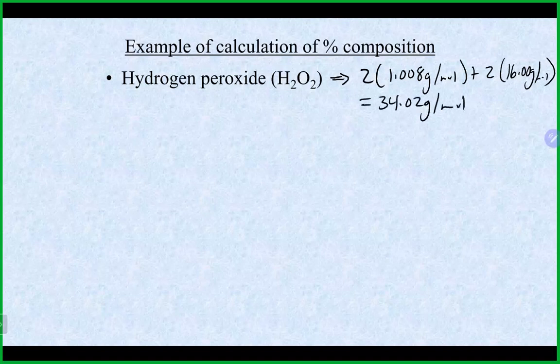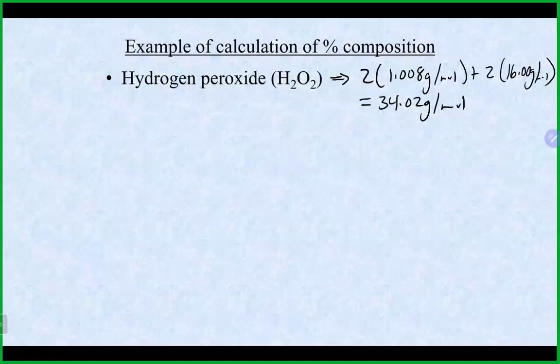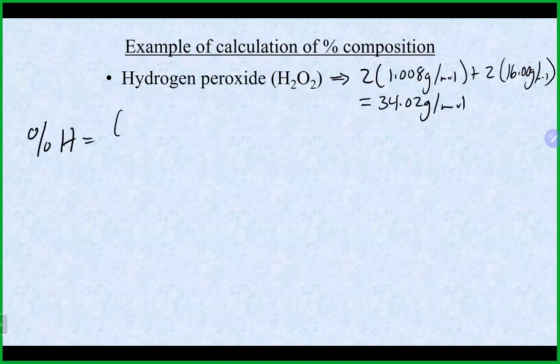of our H2O2. So in this case, if we want the percentage of hydrogen, there are 2 hydrogens, each at 1.008 in this formula. We would divide it by the molar mass of the entire compound.